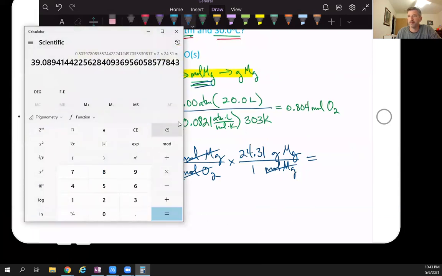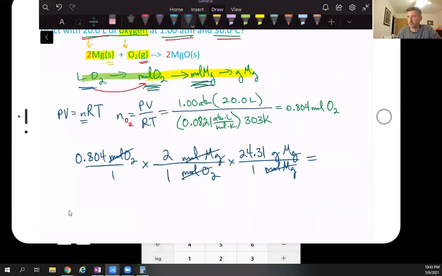All right, I got 39.1. I think 3 sig figs is what I want. Yeah, 39.1 sounds good, and that is grams of magnesium. Tough to do a mental check again, unless you've done lots and lots of these reactions. Yeah, so that looks good.